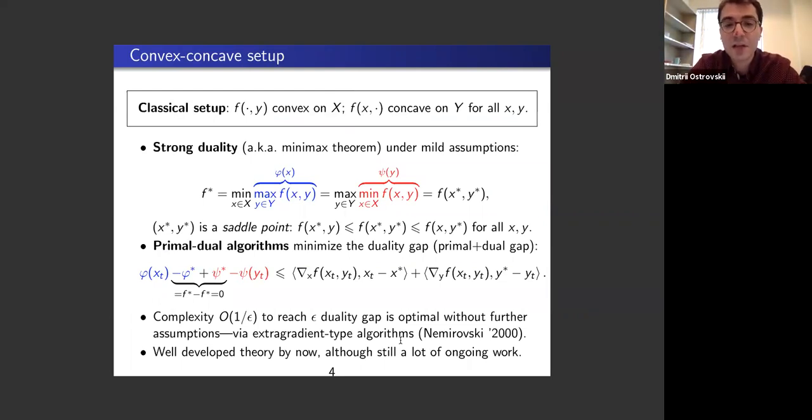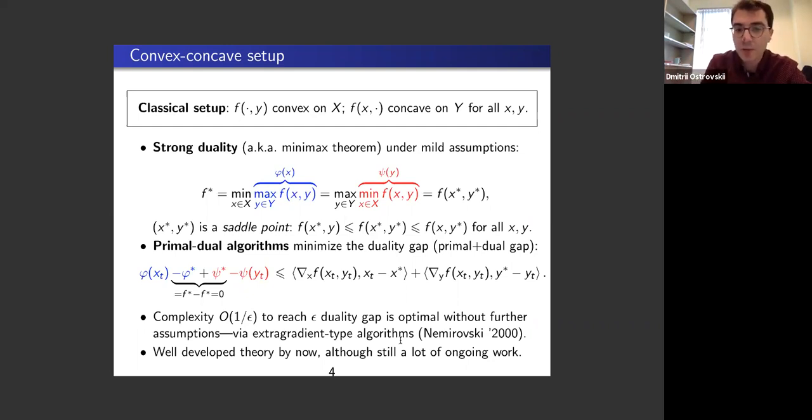Convexity-concavity means that the criterion is convex in X for any fixed Y, and concave in Y for any fixed X. So we know that under weak assumptions, for example, the Sion minimax theorem holds as soon as one of the sets is bounded, we actually have full symmetry of min and max in X and Y.